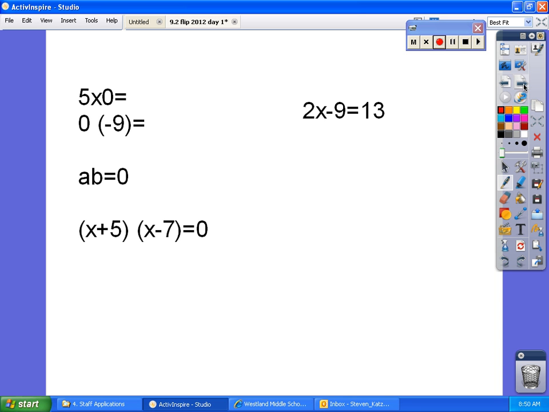The first thing is this. What's 5 times 0? Well, it's easy. It's 0. And what's 0 times -9? Again, it's 0. Well, how'd you know that? Well, if you multiply anything times 0, you're always going to end up with 0. Well, that's a concept in math called the zero product property. It's just a fancy way of saying that if something equals 0 and you're multiplying two numbers, one of those numbers has to be 0.